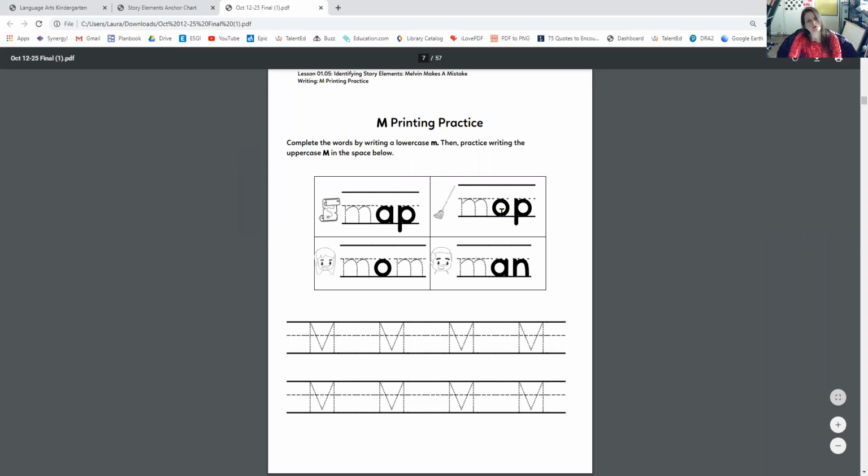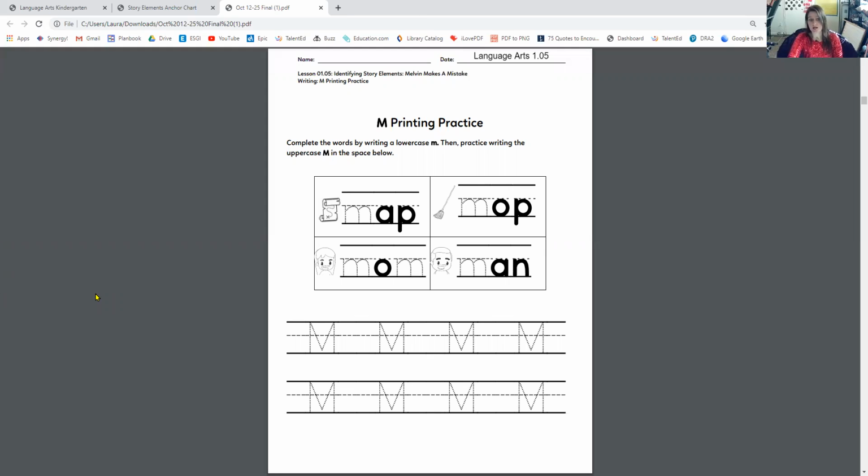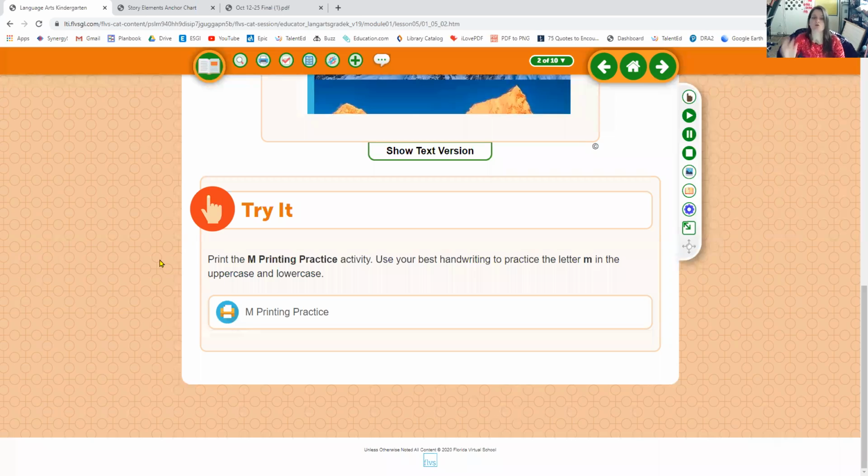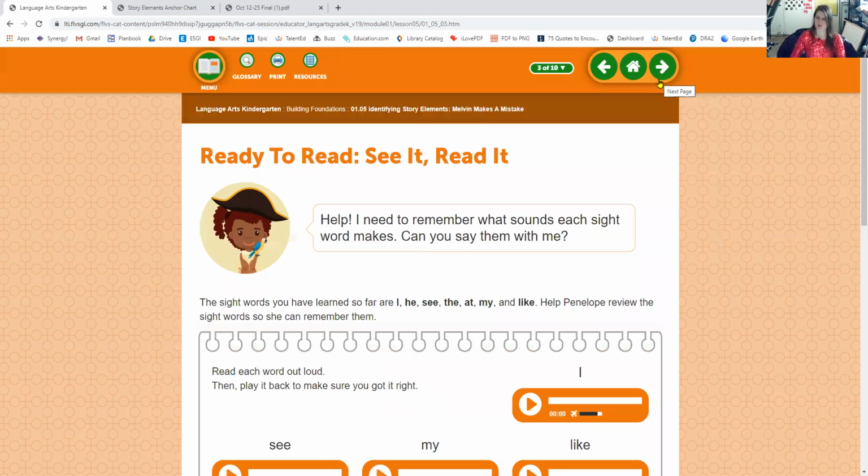I'm not too worried about our capital M's. You might have learned those at preschool or with your grown up at home or something. Usually a lot of kids are more comfortable writing that. That's why we focus on the lowercase in kindergarten, because a lot of times the lowercase is new for us when we write. So I'm more worried about writing the lowercase letters for now.